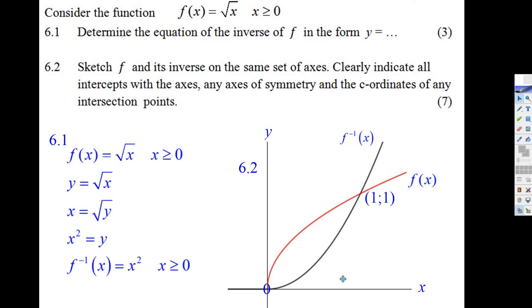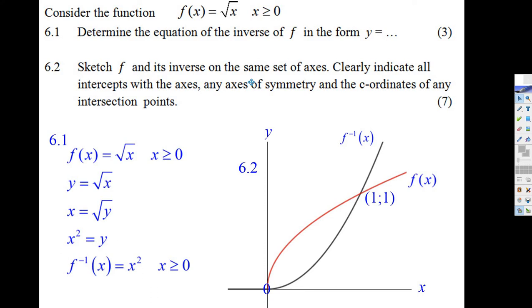Okay, this is question 6 of the practice control test. It's an inverse function question. Okay, here we go. We've got a function, f of x equals root x, and we've got restrictions on this function. We've got just x is greater than or equal to 0, so we're just looking at the positive x values here. That's the restrictions on x.